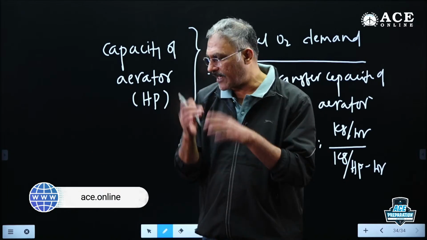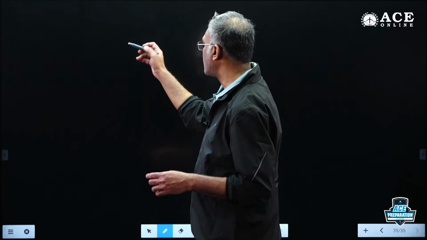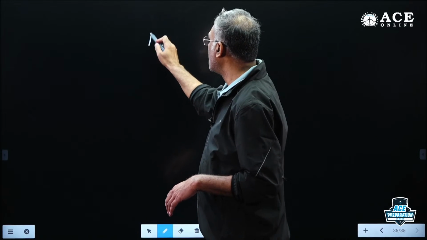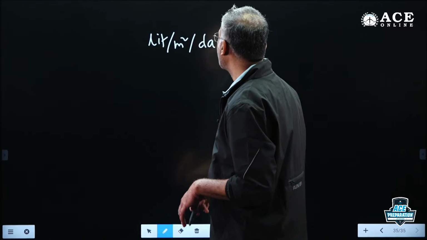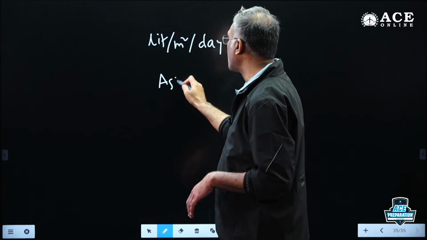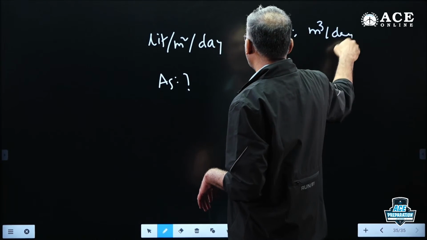No need to give up. Suppose, for example, the surface loading rate is given. Surface loading rate or hydraulic loading rate is normally given in liters per meter square per day, right? So you have been asked to find out the surface area. In addition, the flow rate will be given, so and so meter cube per day.